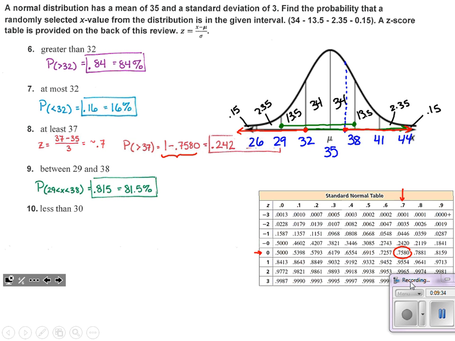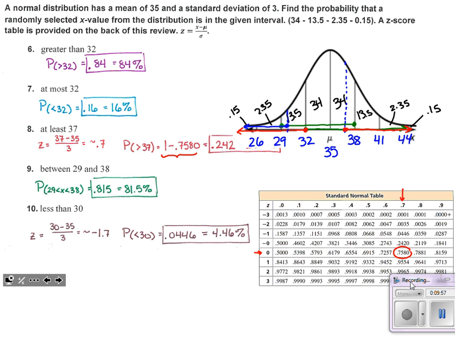And finally, less than 30. Oh man, here's another case where I don't have a clean standard deviation. Here's where 30 would be, and I want everything less than that value. So I'm going to have to find a z-score again. So I run through that z-score formula. It is provided up above, and I get negative 1.7.